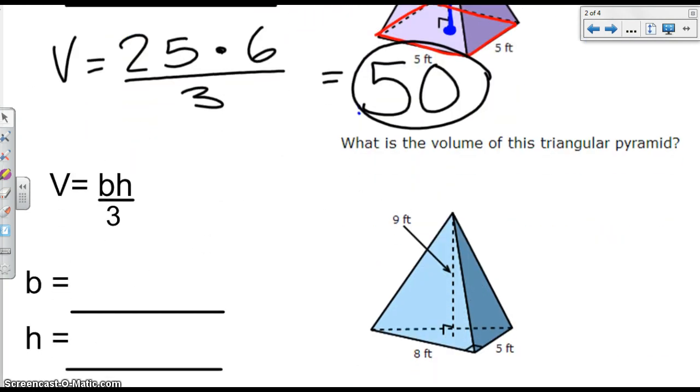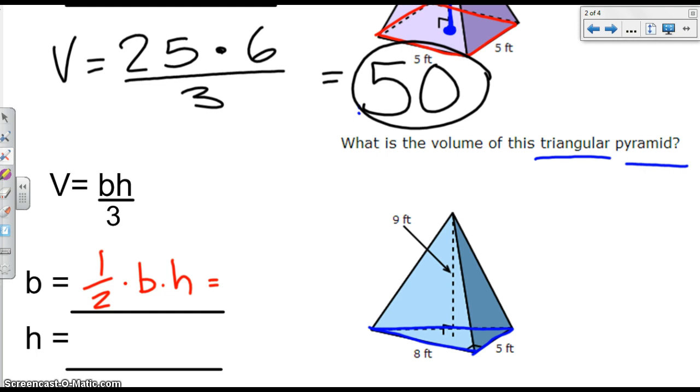Now this time, if you look at it, it's a triangular pyramid, and our base isn't a rectangle. It's not a square. Instead, our base this time is a triangle. So that just means that our formula for B, which is the area of the base, is going to be a little different. And if you remember from before, the area of a triangle is 1/2 times base times height.